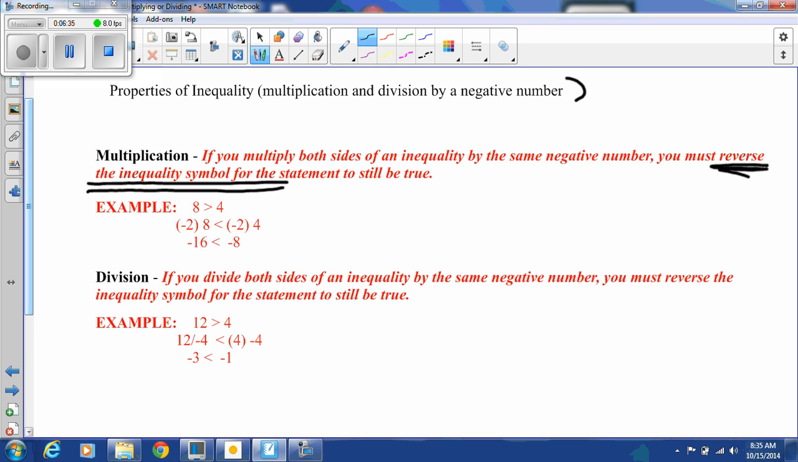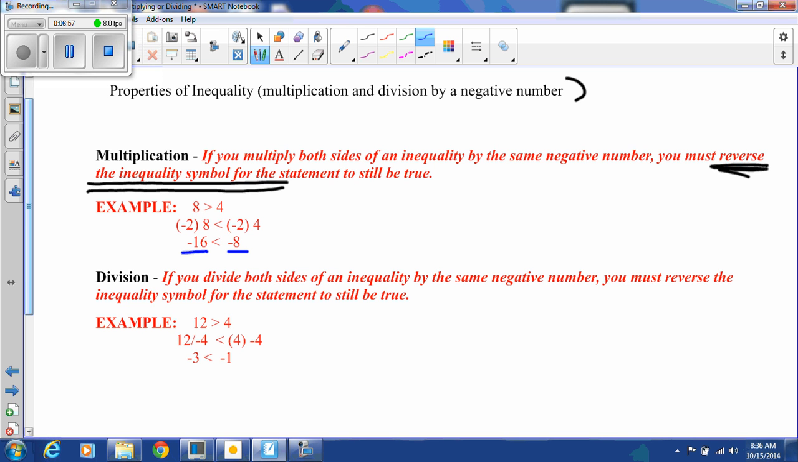We know that 8 is greater than 4. What happens when you multiply by -2? -2 times 8 is -16. -2 times 4 is -8. -16 is less than -8. So we had to flip that inequality sign for our statement to remain true.